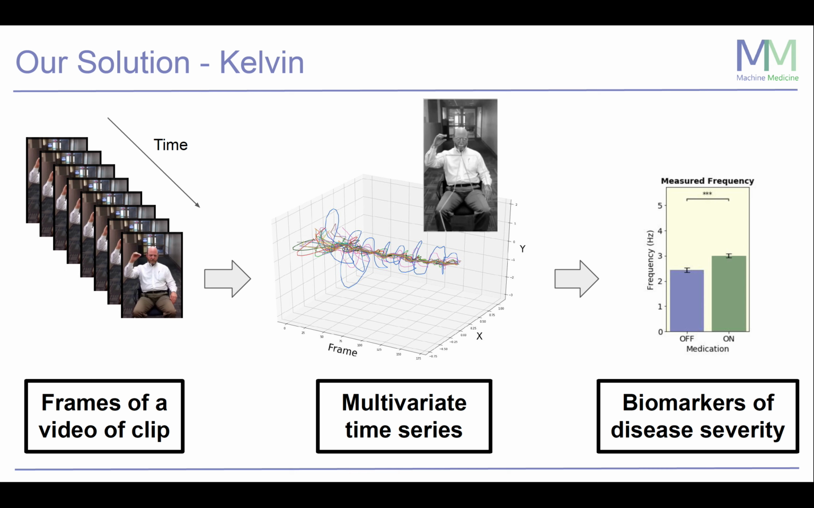So here we're looking at a classical biomarker of finger tapping, which is a reduction in frequency, and this is compared between patients that are off medication and patients that are on medication, in particular levodopa, and we see, as we would expect, a robust reduction in amplitude, reduction in frequency when people are off medication relative to when they're on medication.